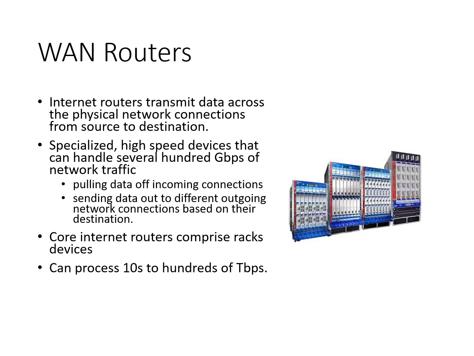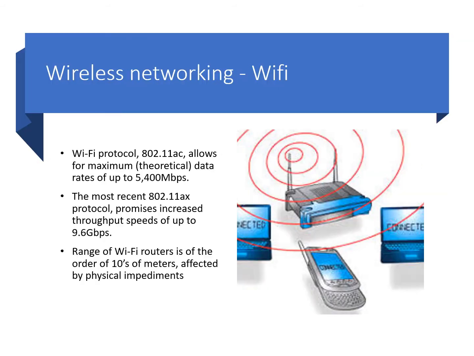Routers are specialized high-speed devices that can handle several hundred gigabits of network traffic, pulling data off incoming connections and sending the data out to different outgoing network connections based on their destination. Routers at the core of the internet comprise racks of these individual routing engines, and hence can process tens to hundreds of terabits per second. This is how you and thousands of your friends get to watch a steady stream on Netflix every evening.